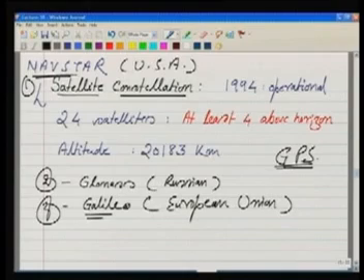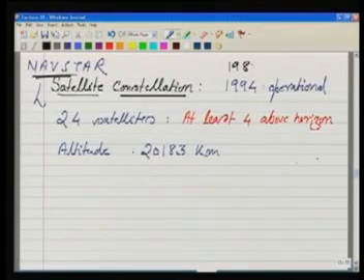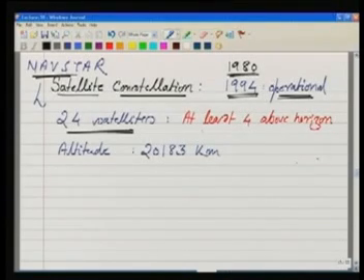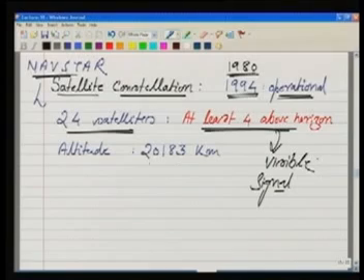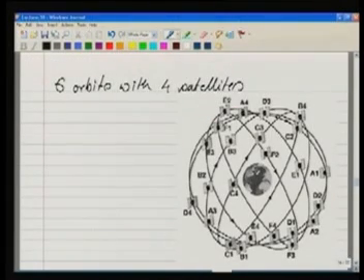The information which I am giving you right now is about Navistar. It was started in the 1980s. Of course the thoughts were before that, but the process started then, and in 1994 it became fully operational. The principle is that we should have some 24 satellites, so that at least 4 are above the horizon, meaning they are visible. Visible means we receive signal from these satellites, and these satellites are put at an altitude of 20,183.